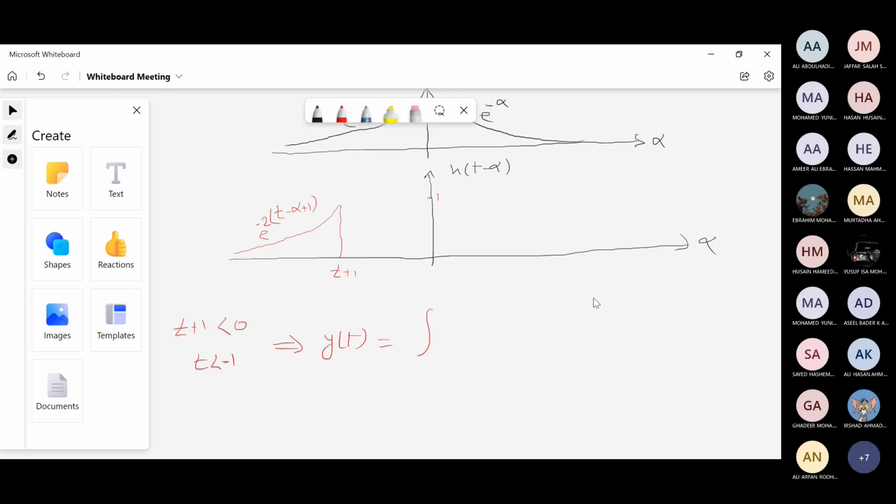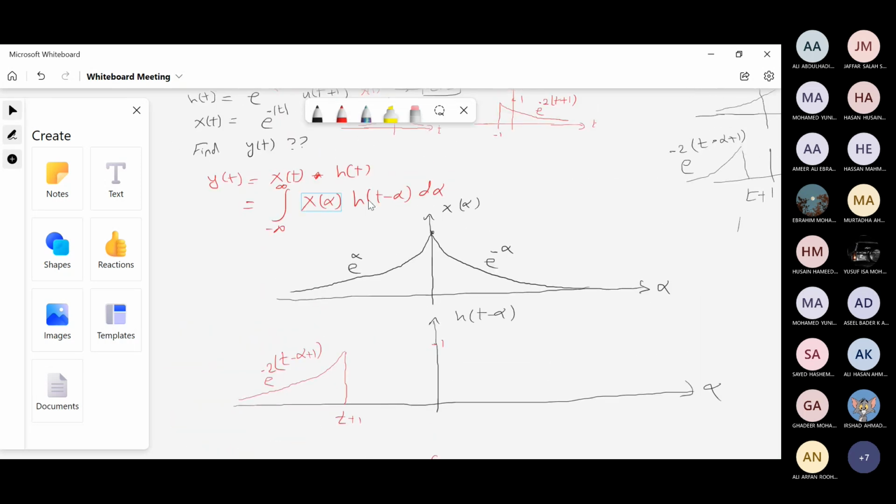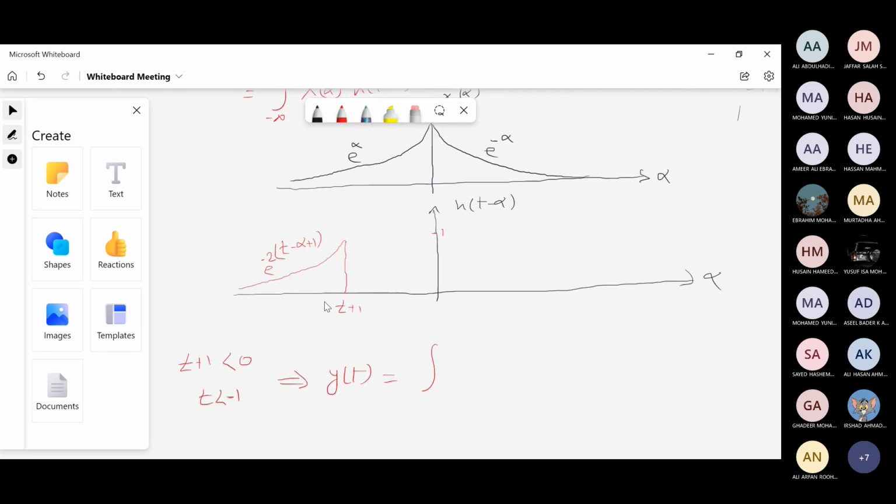It is equal to, we just apply this formula, the multiplication of these two, then we integrate. Anywhere this edge is before 0, we have this multiplied by this one, from minus infinity until this edge, which is t plus 1. So it is the integral from minus infinity to t plus 1 of e to the power of alpha, multiplied by e to the power of minus 2 t minus alpha plus 1, d alpha.